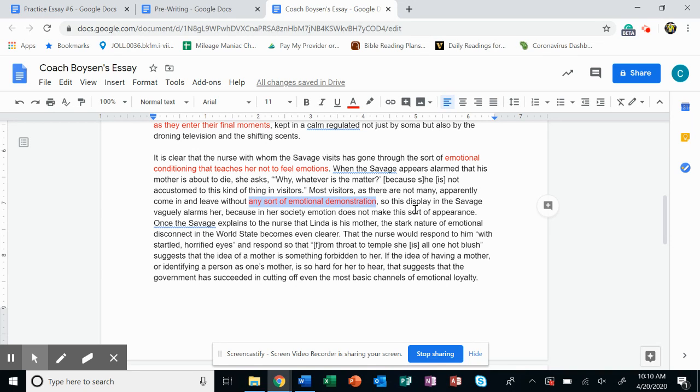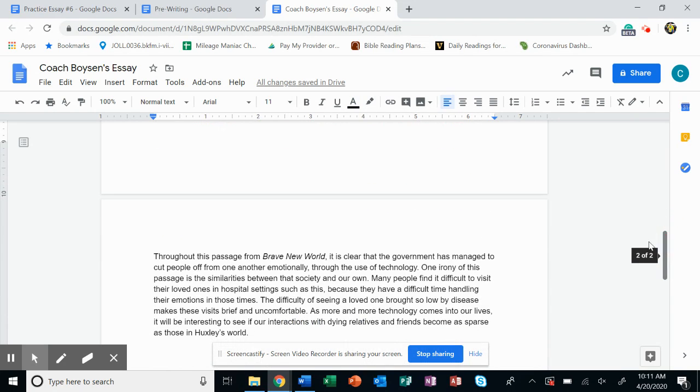Once the Savage explains to the nurse that Linda is his mother, the stark nature of emotional disconnect in the world state becomes even clearer. That the nurse would respond to him with startled, horrified eyes and respond so that from throat to temple she is all one hot blush suggests that the idea of a mother is something forbidden to her. If the idea of having a mother or identifying a person as one's mother is so hard for her to hear, that suggests that the government has succeeded in cutting off even the most basic channels of emotional loyalty. Because that tie between child and mother, that may be the most basic emotional connection that children have and need in infancy. And if you sever that, then you've severed, perhaps, the most basic emotional tie.